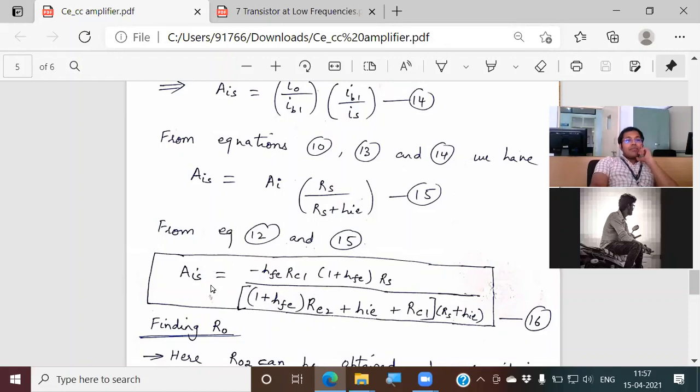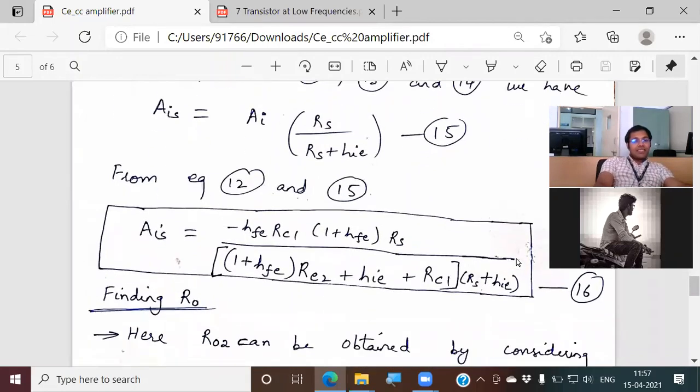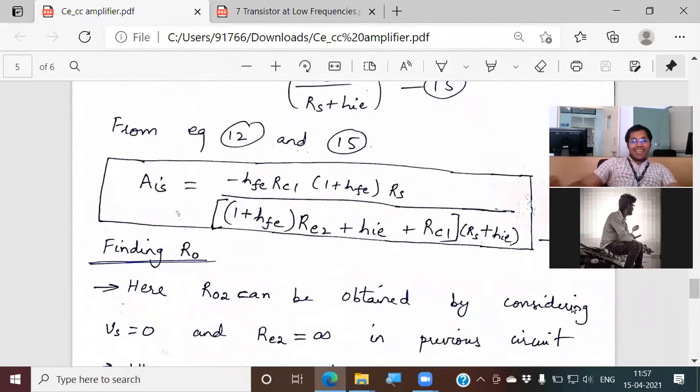Now calculate and tell me fast. The same HFE, RC1, RS, HIE, RE2, all these you have noted when we did ABS. Now we just need to substitute the values. Just substituting the values, what will you get? Anybody wants to see the values once again, please tell. I hope you have noted. So just substitute.